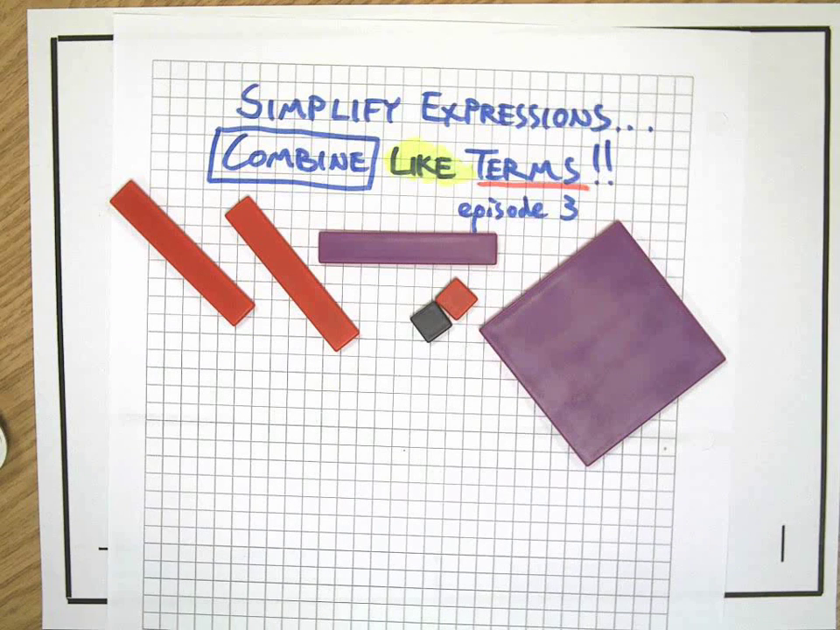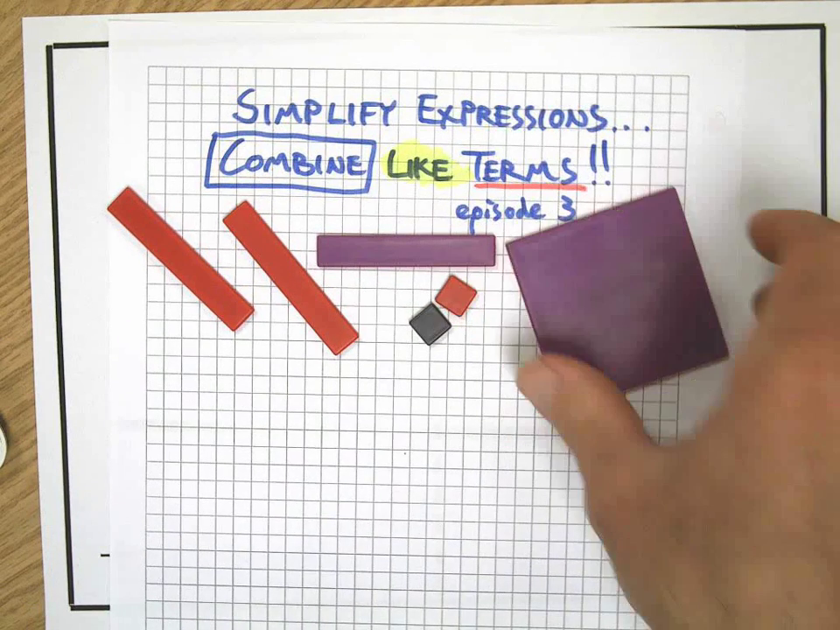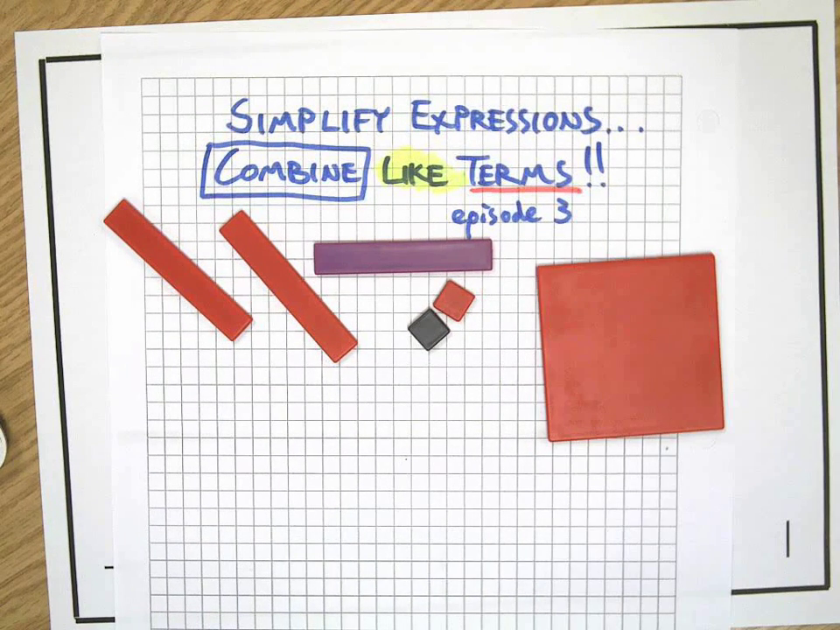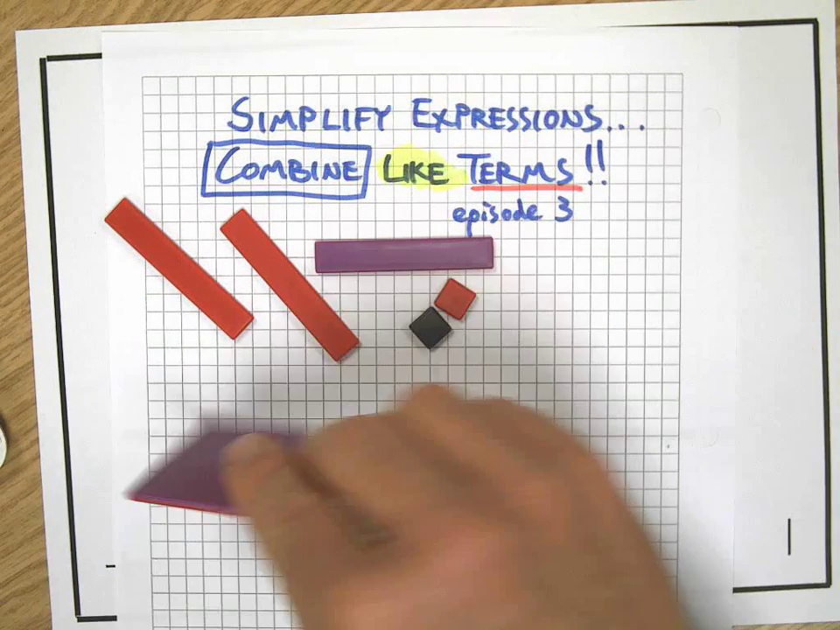Here we go. Episode 3, Season 1, Combining Like Terms. This time we're going to use algebra tiles, these little plastic guys that we use in class. They have two sides, two colors. Let's do a quick review of what they are and what they're called.